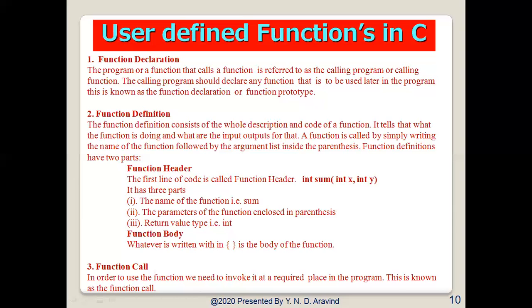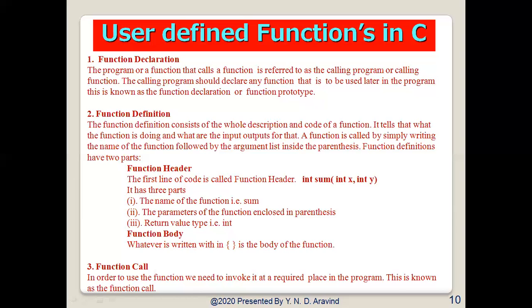So here, it provides the following information to the compiler. When we declare the function, it provides some information to the compiler: what is the name of the function, what is the type of the return value by that particular function, and what are the number and type of parameters that must be supplied to call the function.